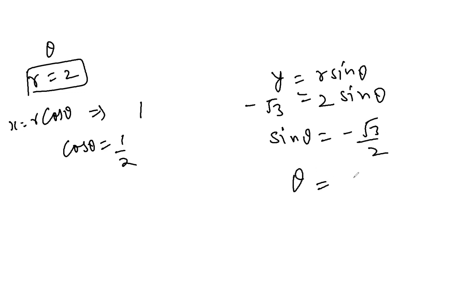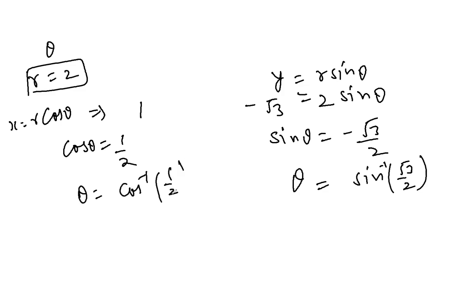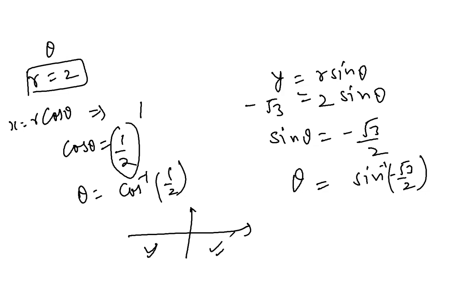So now calculate the angle theta, that is sin inverse of root 3 by 2. Simply here theta will be cos inverse of 1 by 2. Now you see that cos is a positive value and sin is a negative value. So in which quadrant are we going to be? In the first quadrant both should be positive, but in the second quadrant sin is positive. In the third quadrant, cos is negative and sin is negative. So it is the fourth quadrant, where cos is positive and sin is negative.